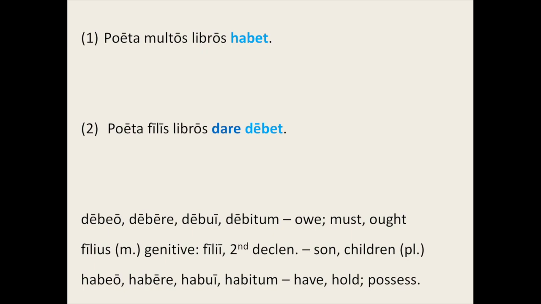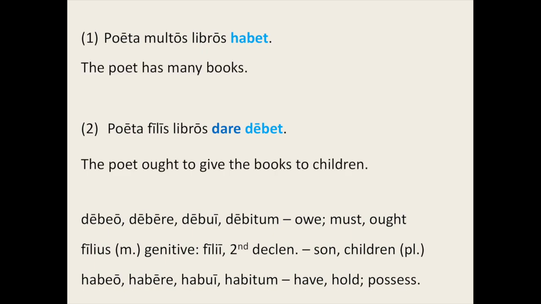For the first sentence, we have: the poet has many books. The second sentence translates as: the poet ought to give the books to the children. What role does the infinitive dare play in the second sentence? Does the sentence make sense without the infinitive? No, it doesn't. The infinitive completes the meaning of the verb debet. We call an infinitive that works in this way a complementary infinitive.